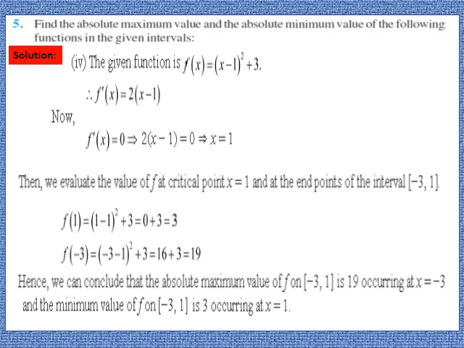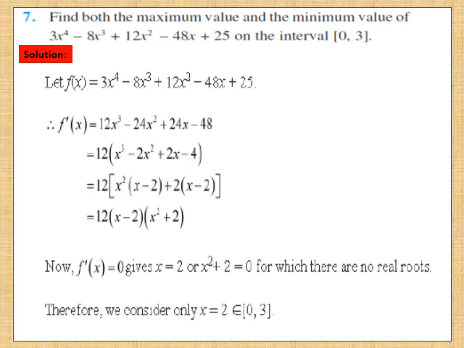Clear? It's very simple. Find f'(x), put it equal to 0, get the value of x, and find the value of the given function at that point and the endpoints of the interval. The maximum is your absolute maximum, and the minimum is your absolute minimum. So pause and note down the solution. Next we have question number 7.